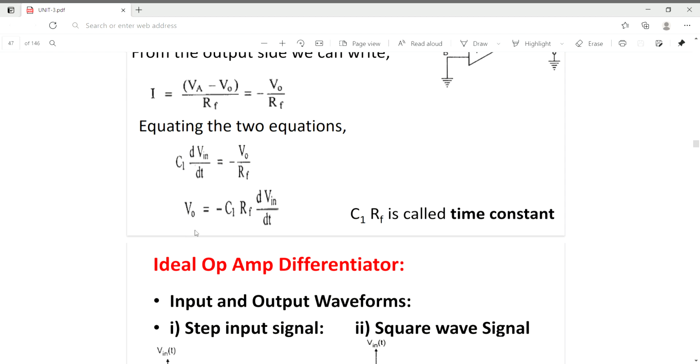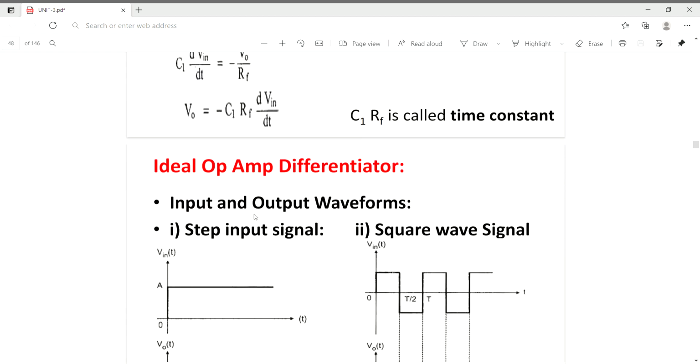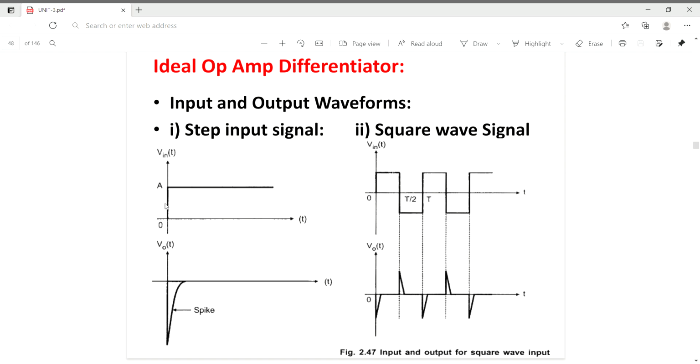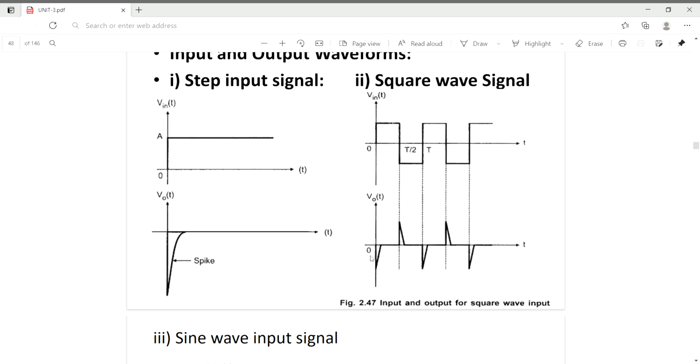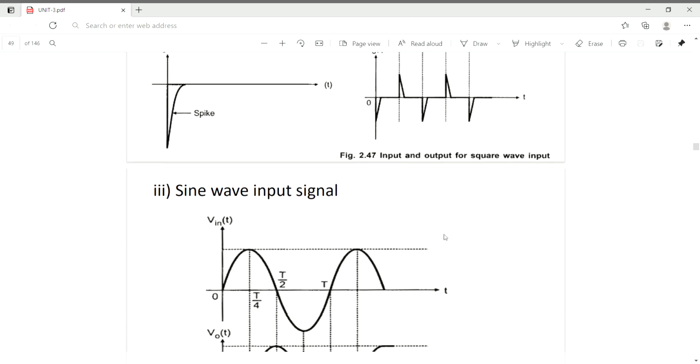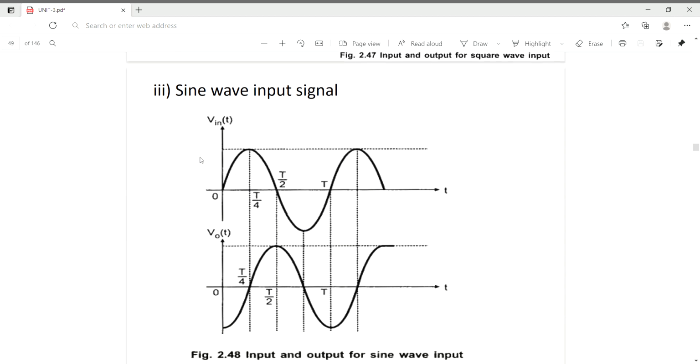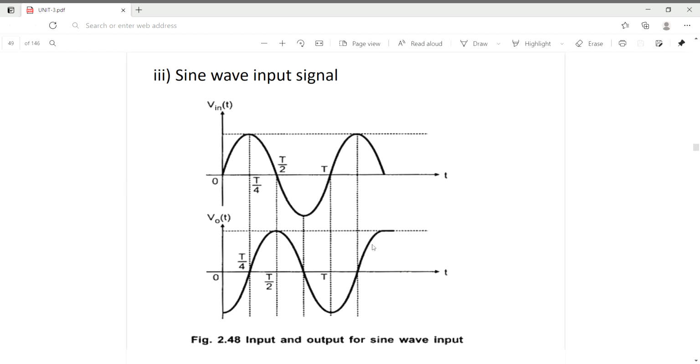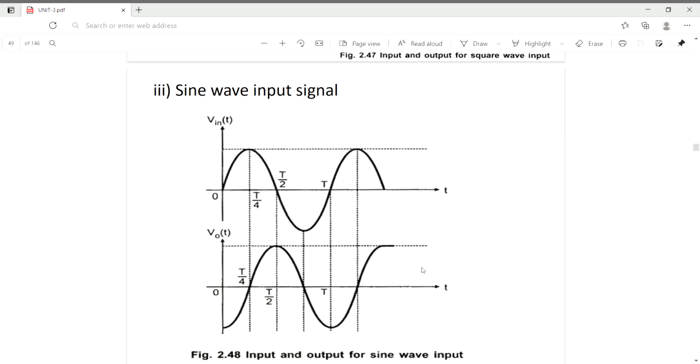So this circuit will produce an output which is a differentiation of the input voltage we provide. If we give a straight line as input, we'll be getting a spike as output, and if we provide a square wave as input, the output waveform will be spikes like this, and if we provide a sine wave, then the differentiation of it will be a cosine wave. For any input, the output will be a differentiation of the input.